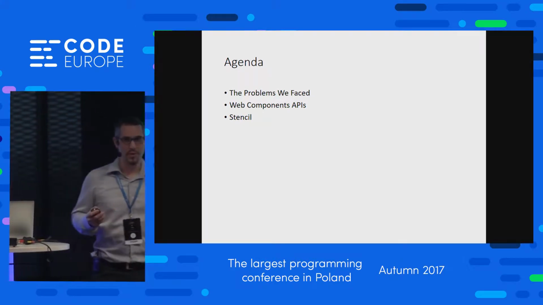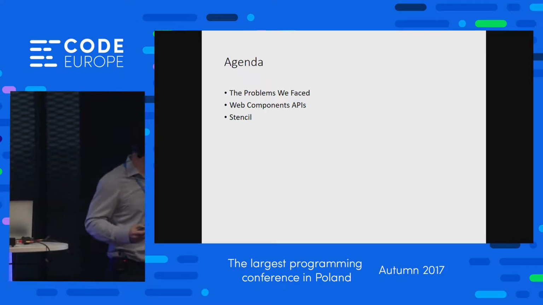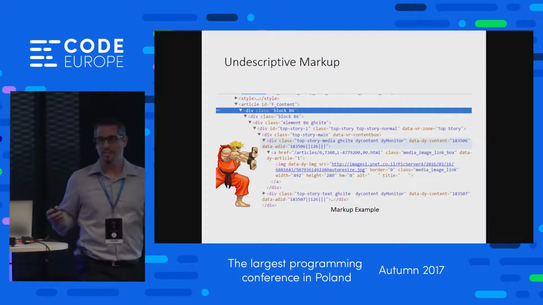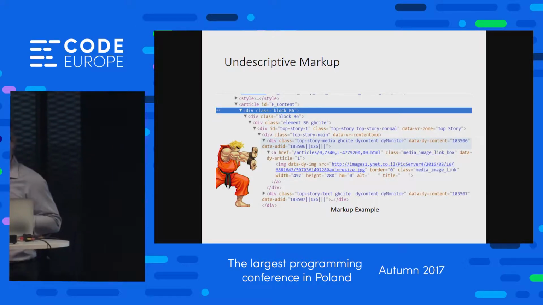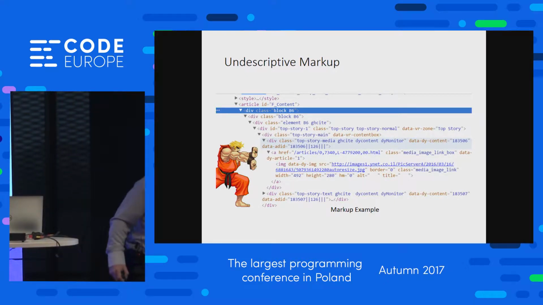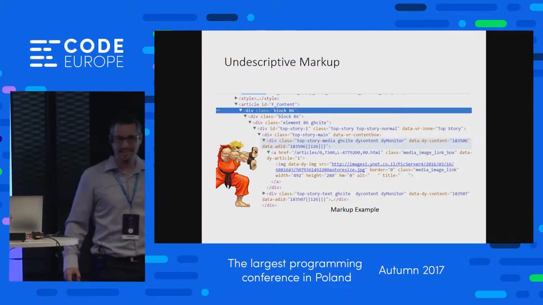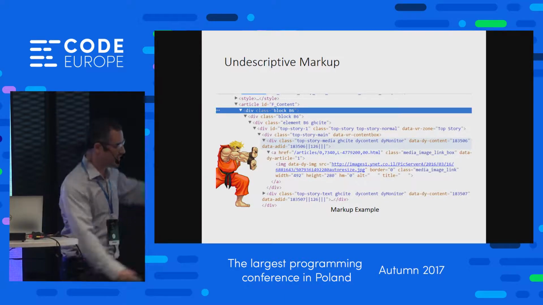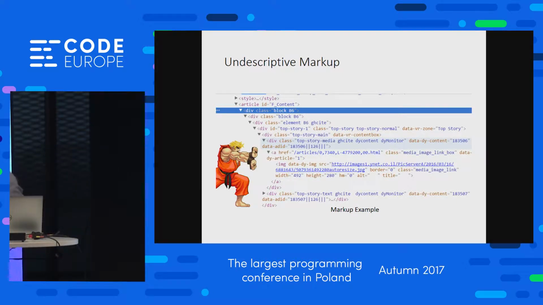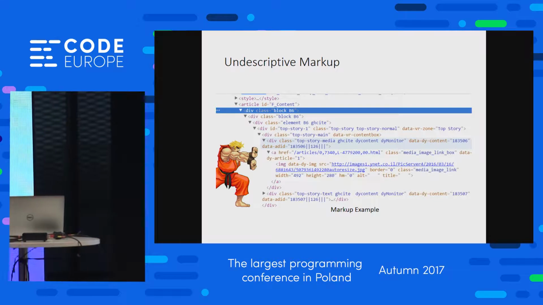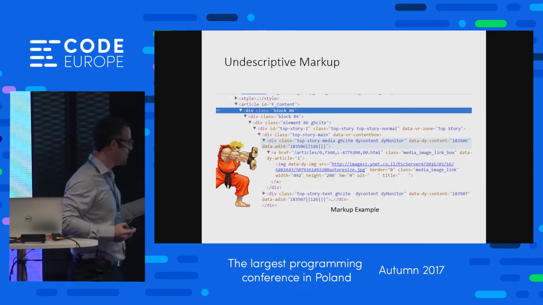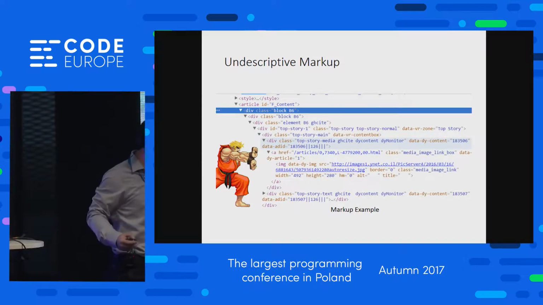Undescriptive markup. Do you really know what this is? What is this web page? What is it doing? We have a lot of divs, a div, and a div, and a div, and a div, and a div, and a div. And we're programming like that all the time. So it looks like an arrowhead, or as it's called in a lot of conferences, the pyramid of doom. So you have this pyramid of doom, and it's really undescriptive.